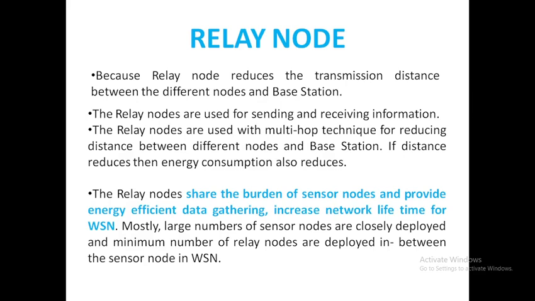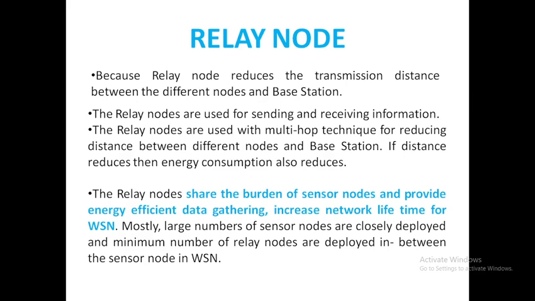Second point is relay node. Relay nodes reduce the transmission distance between the different nodes and the base station, and relay nodes are used for sending and receiving information. Relay nodes are used with multi-hop techniques for reducing the distance between different nodes and base stations. If distance reduces, then energy consumption also reduces. That's why we use the relay node in the wireless sensor network.